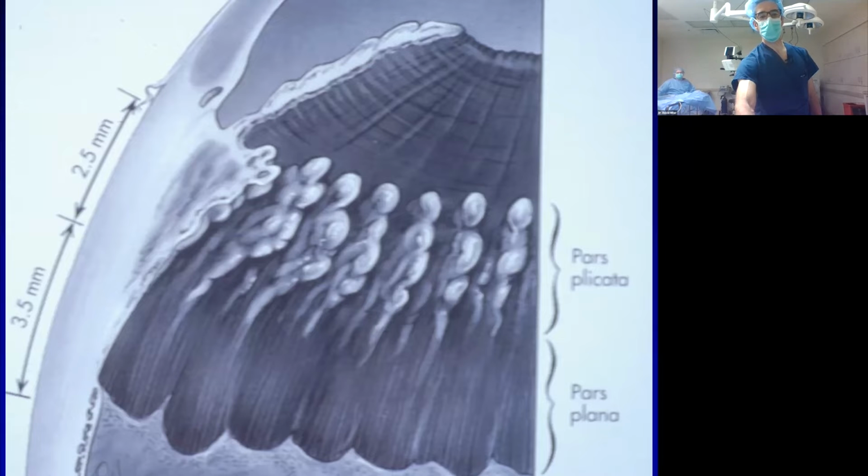to be back at least 2.5 millimeters to avoid all these vascular formations in here, called the pars plicata. When you get back in this range, you're in the pars plana, where there's less vascular formation. We're going to try and enter the eye somewhere in this range. I typically go about 3 millimeters back for almost all my cases.